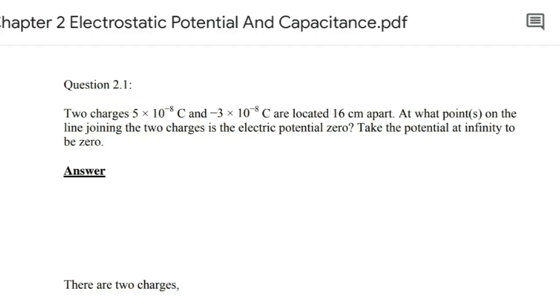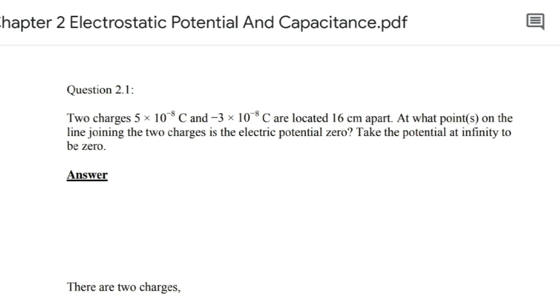Now we will discuss the questions from exercises. First question: two charges, 5 into 10 raised to minus 8 coulomb and minus 3 into 10 raised to minus 8 coulomb, are located 16 centimeter apart. At what points on the line joining the two charges is the electric potential 0? Take the potential at infinity to be 0.